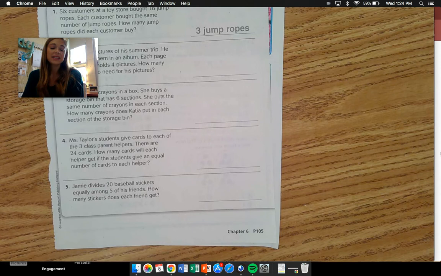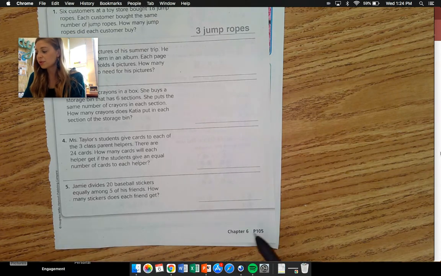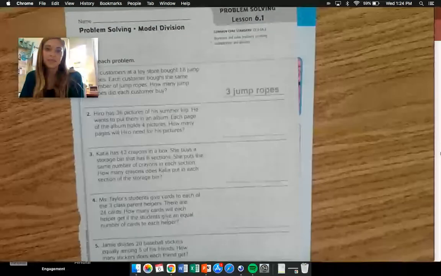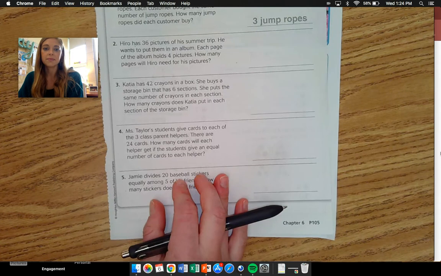All right, now that you're probably a little bit sweaty because you just did some movement, that is great. Hopefully you have page P105 of your little math workbook. We are going to do a couple of these problems together. The first one is already done for us and we're not going to worry about it.